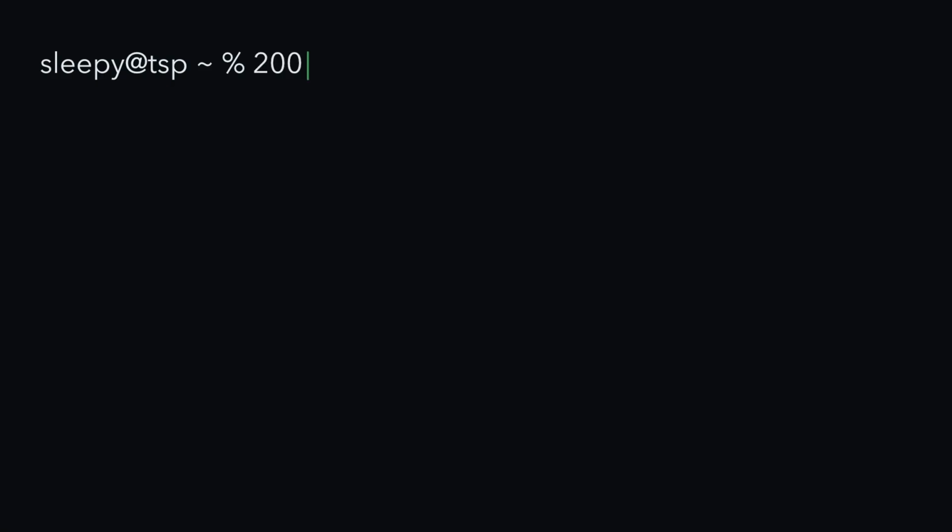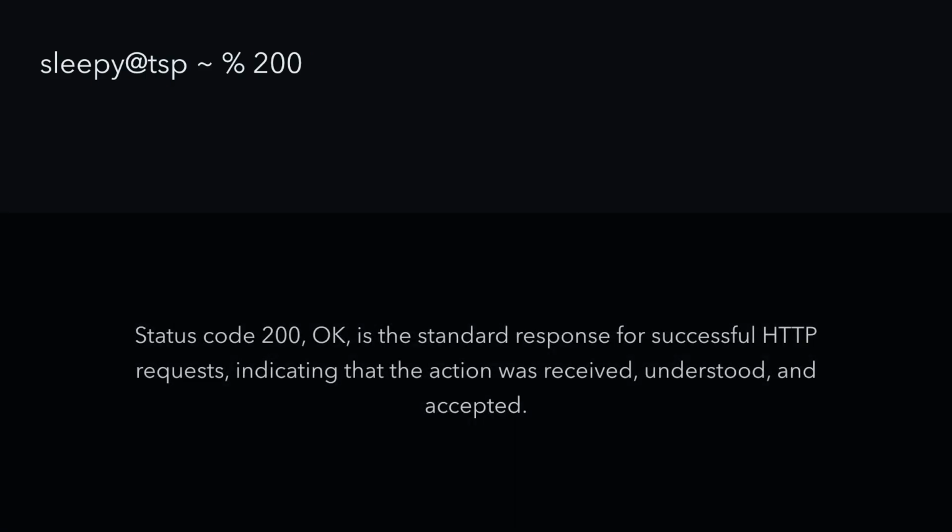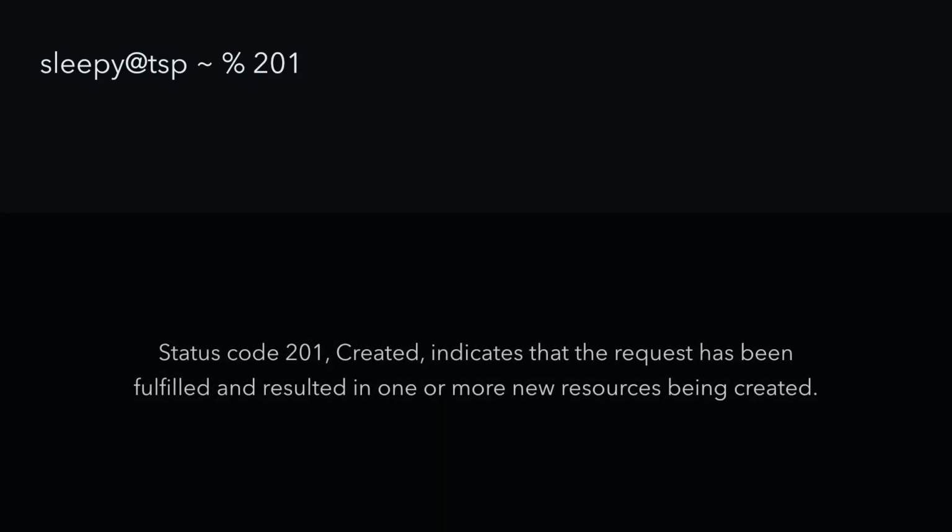Now examining status code 200, which is defined as OK. This is the standard response for successful HTTP requests. It indicates that the requested action was received, understood, and accepted. Proceeding to status code 201, referred to as created. This code indicates that the request has been fulfilled. It has resulted in one or more new resources being created.